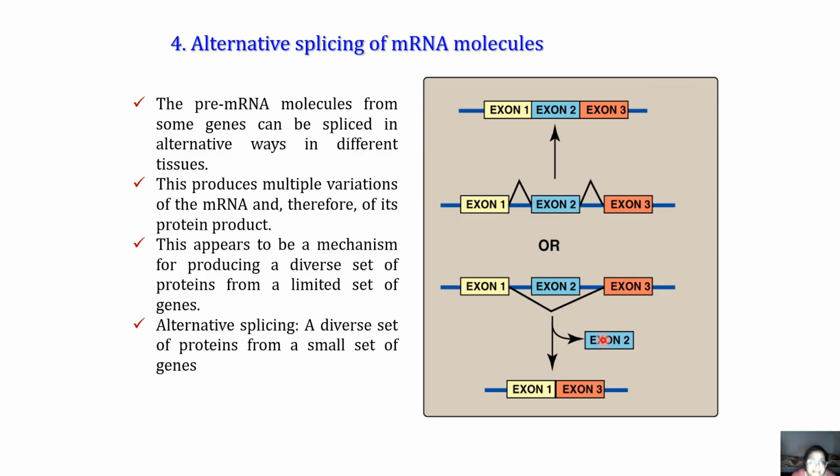There can be alternative splicing of mRNA molecules. The pre-mRNA molecules from some genes can be spliced in alternative ways in different tissues, and this produces multiple variations of the mRNA and therefore of its protein product. This appears to be a mechanism for producing a diverse set of proteins from a limited set of genes. You see over here, it can be exon 1, exon 2, exon 3, or exon 1 and exon 3.